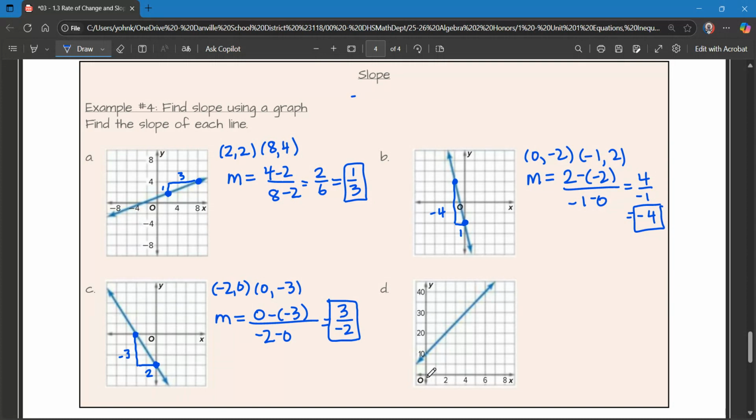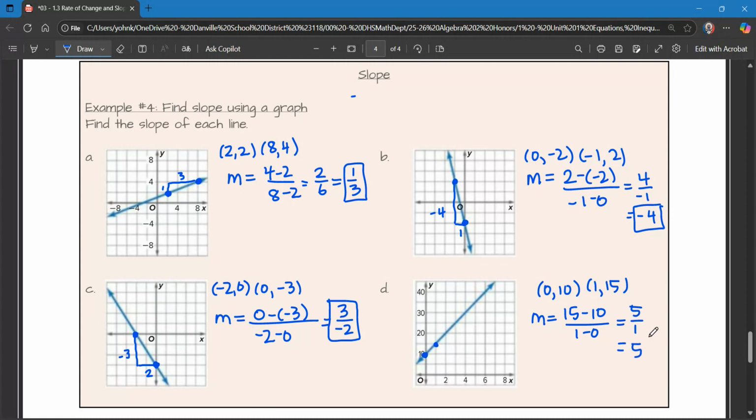Notice that the x-axis is counting by 1s, but the y-axis is counting by 5s. So be aware of that when you're finding your ordered pairs. For instance, (0, 10) looks like a really nice point. And maybe (1, 15). You could have also done (2, 20), (3, 25). There's so many points. So I'm going to do 15 minus 10 in the numerator, 1 minus 0 in the denominator. That gives me 5 over 1.